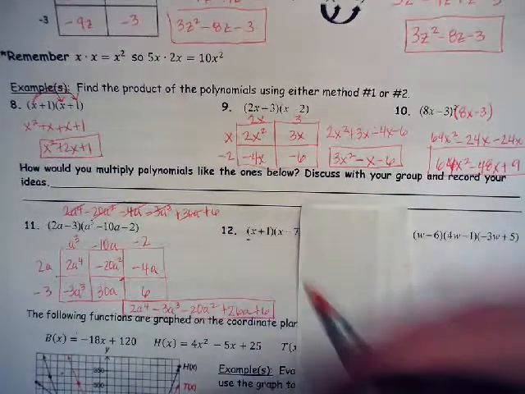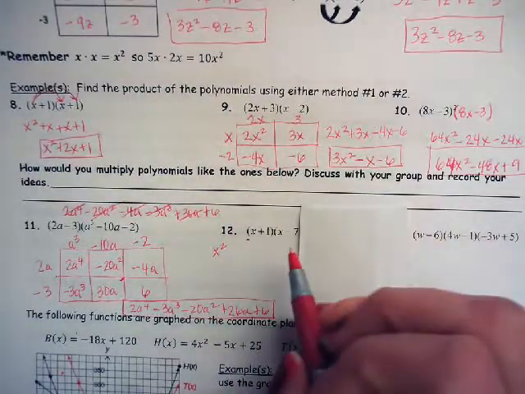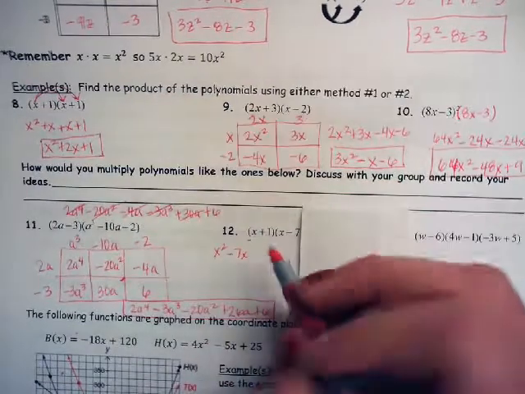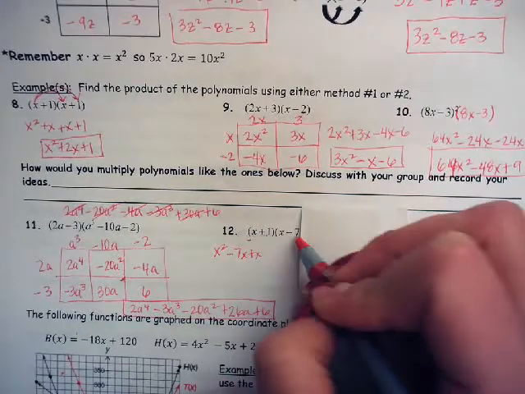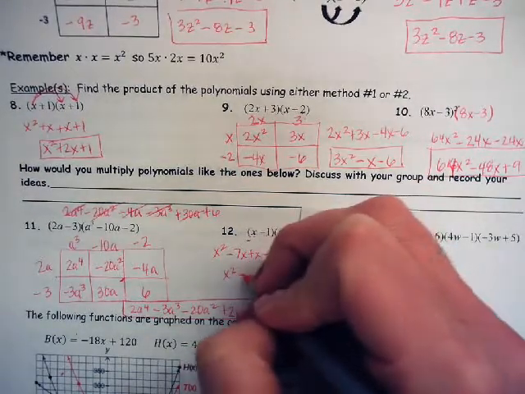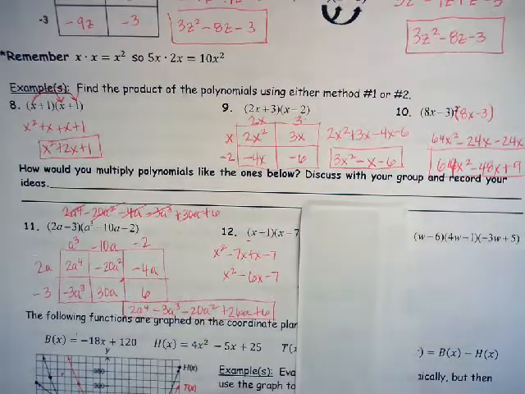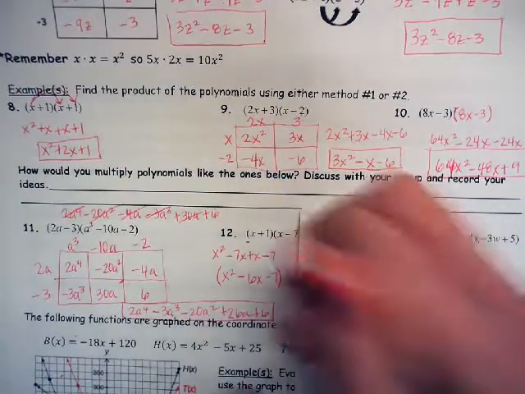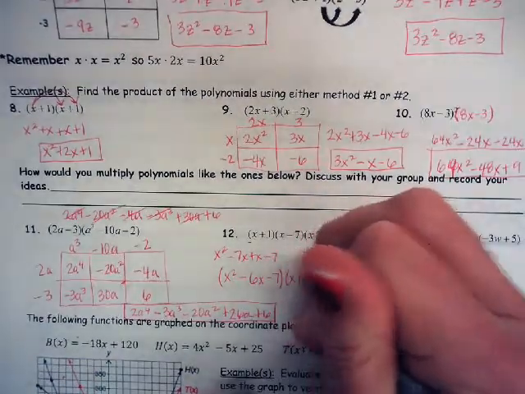So first would be x squared. Outside would be negative 7x. Inside would be x. And last would be 1 times negative 7, so negative 7. So x squared minus 6x minus 7 when I simplify that. Now I need to take this and multiply it by x plus 3.